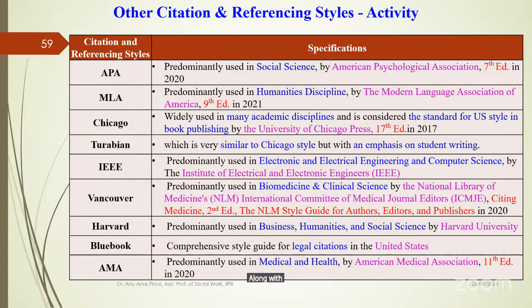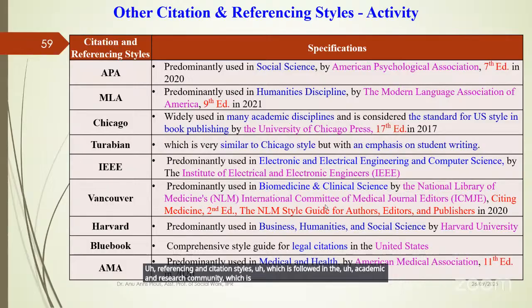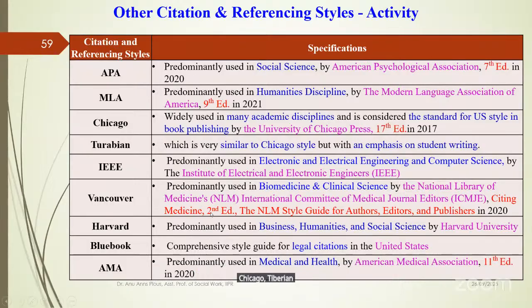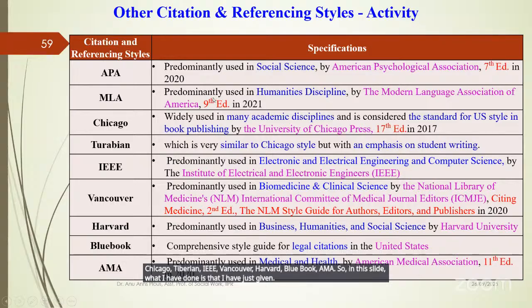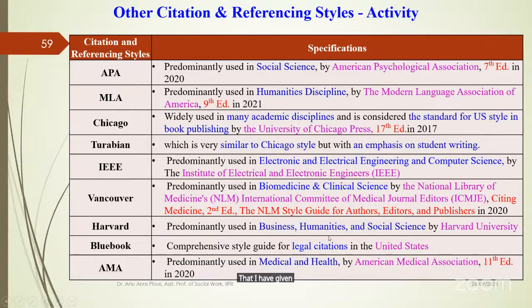Along with APA, there are a number of other referencing and citation styles followed in the academic and research community, including MLA, Chicago, Turabian, IEEE, Vancouver, Harvard, Blue Book, and AMA. In this slide, I have given brief information about each style: which discipline predominantly uses it, who is the publisher or developer of that citation style, and the latest edition and its year, in this particular table. You can refer to it.